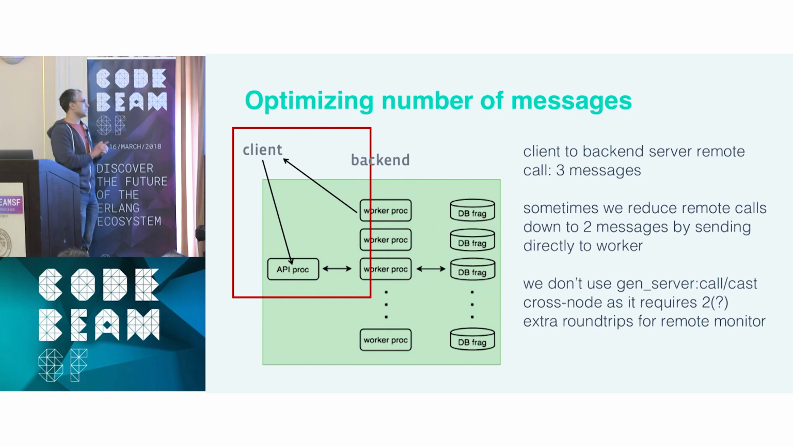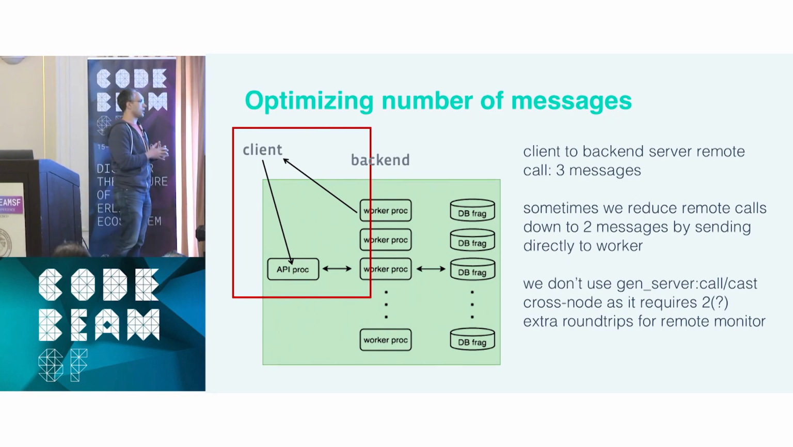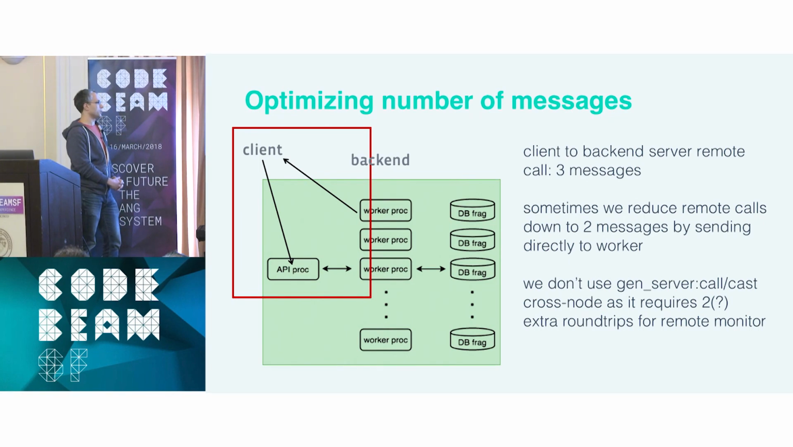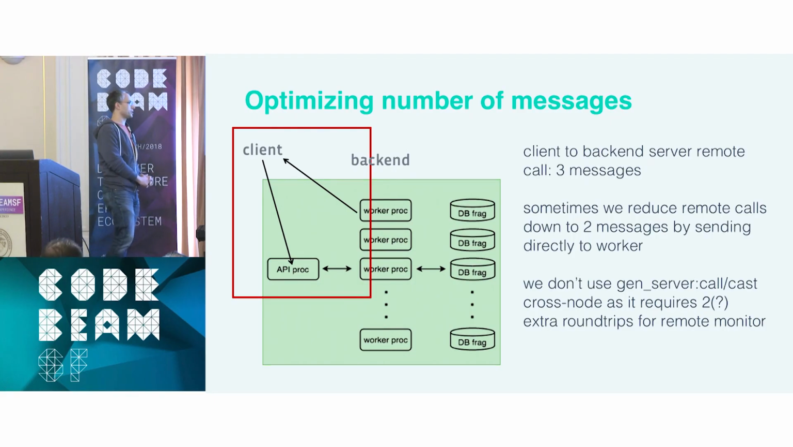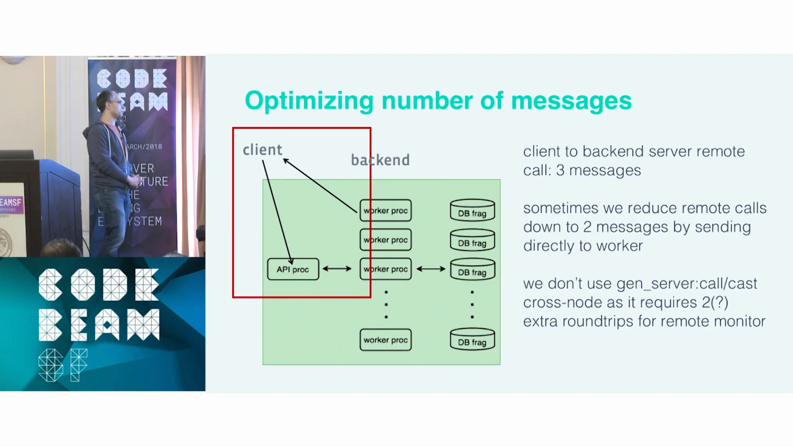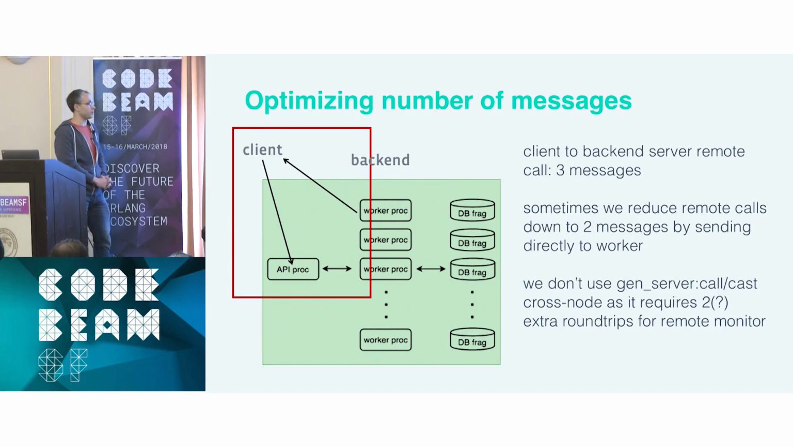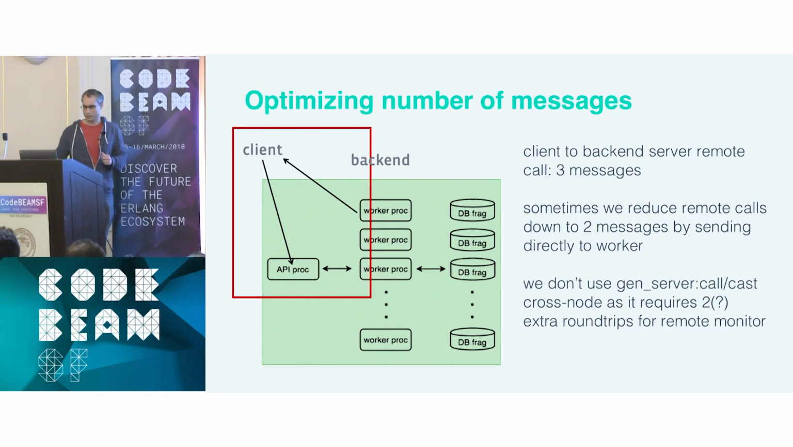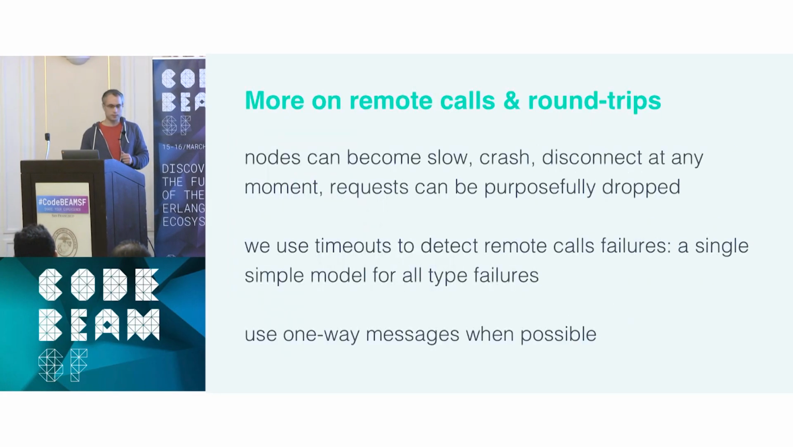We also don't use gen_server call or cast remotely. It's a really, really expensive operation because under the hood it does remote monitors, which, as far as I remember, require two network hops. First, you need to set a monitor, then do the call, then do the demonitor, which is really expensive and unnecessarily so. So we don't use monitors. What do we use instead?